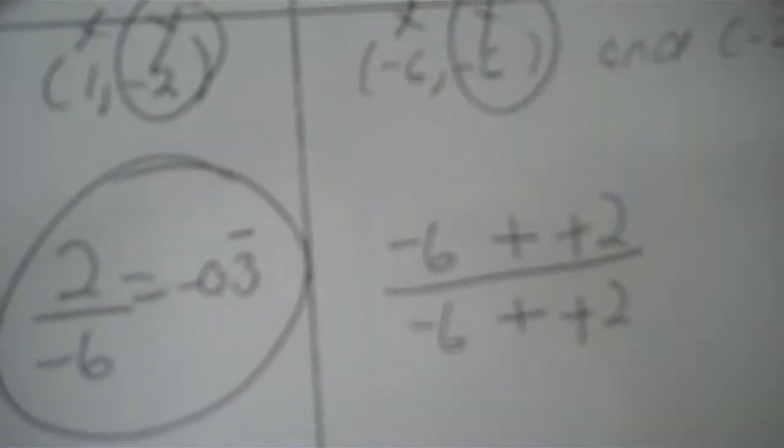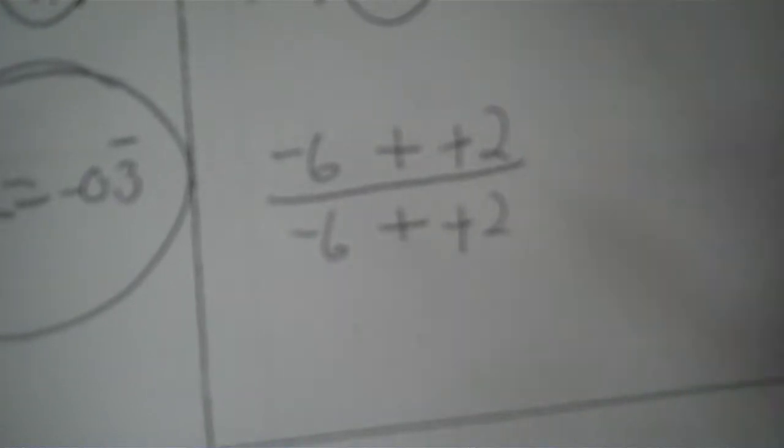Okay, so those are my y's. So negative 6 and negative 2, negative 6 and negative 2. And that is going to give me negative 4 and negative 4, so that equals 1. Just circle 1. You don't need the fraction if we didn't get a decimal.